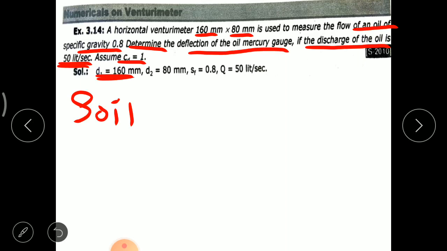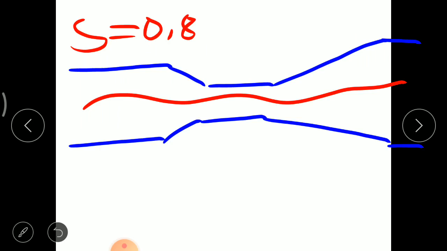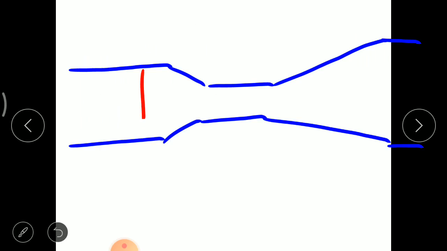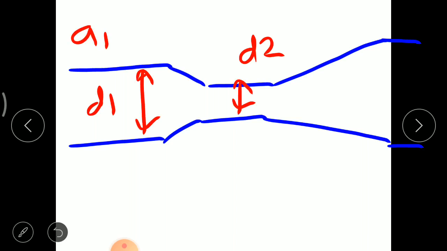D1 is equal to 160 mm and D2 is equal to 80 mm. Now we will plot this data in our diagram also. This is our first diameter, D1, and this is our second diameter, D2, or we can call it the diameter of the throat section. By using both diameters we can determine the areas, and the formula for area is pi by 4 d square. This is A1 and this will become A2.